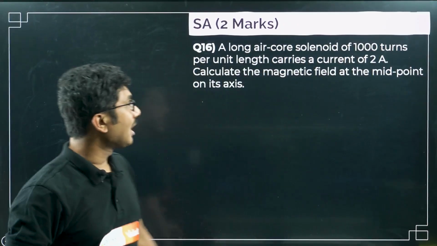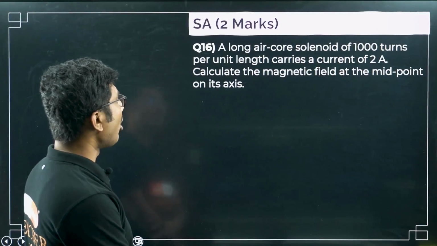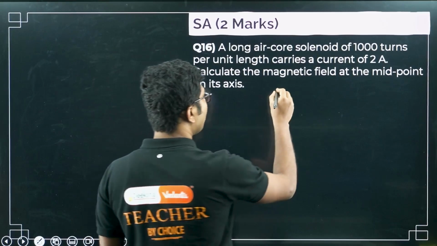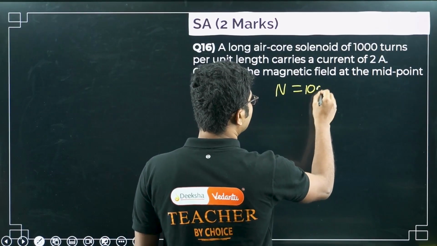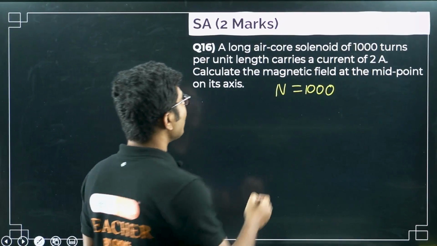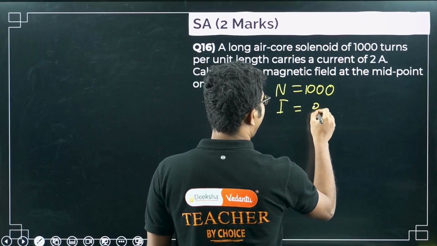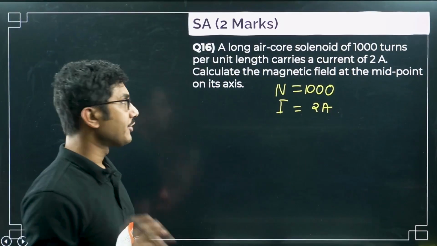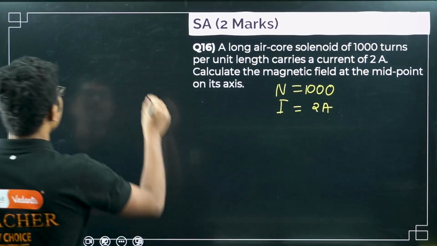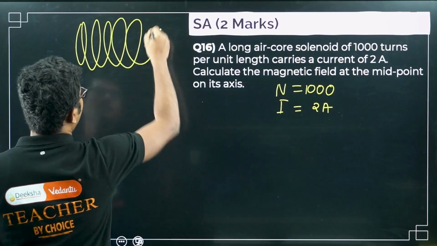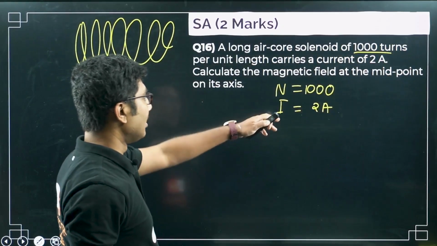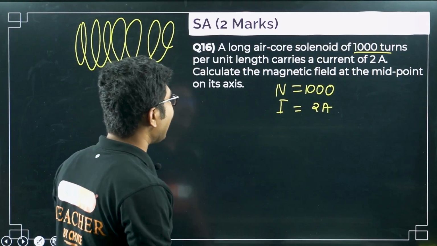Okay. Now let's look into some 2 marks questions. A long air cored solenoid of 1000 turns. So the number of turns is 1000 turns per unit length, and it carries a current of 2 ampere. It's a 2 mark numerical question. Calculate the magnetic field at the midpoint on its axis. Okay, long solenoid, number of turns is 1000, current carried is 2 ampere. Then what is the magnetic field at the center?